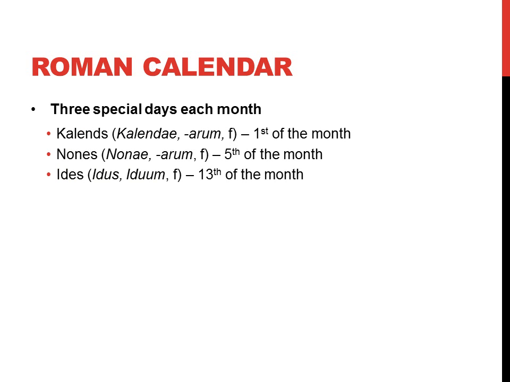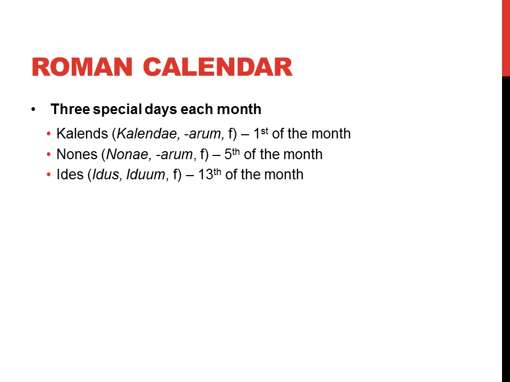The Roman calendar was, in some aspects, very similar to our calendar that we use today. And each month had 3 special days. These are important. You need to know them. You treat them as vocabulary words. So there were the Kalends, the 1st of the month, the Nones, the 5th of the month, and the Ides, the 13th of the month.